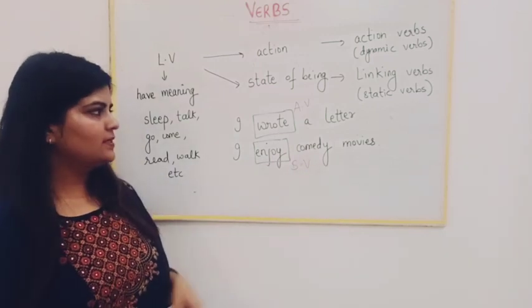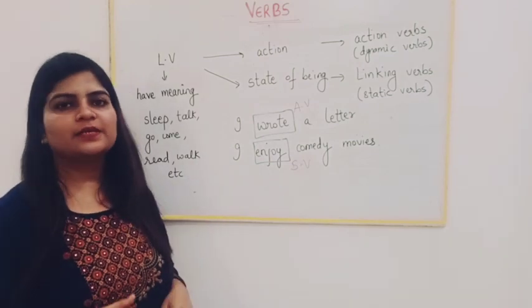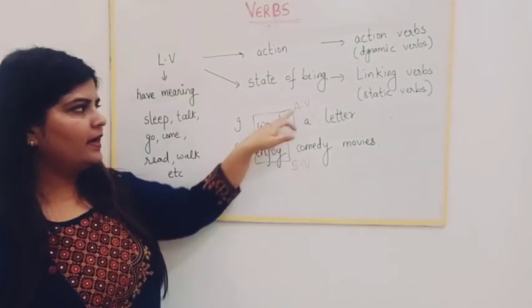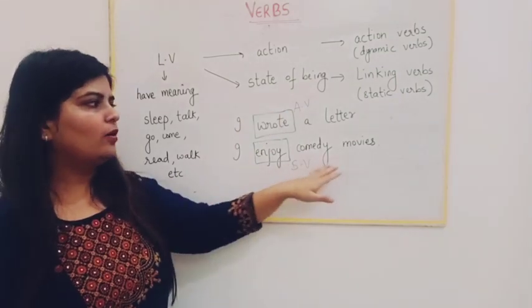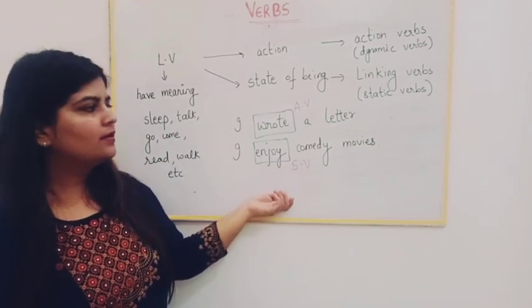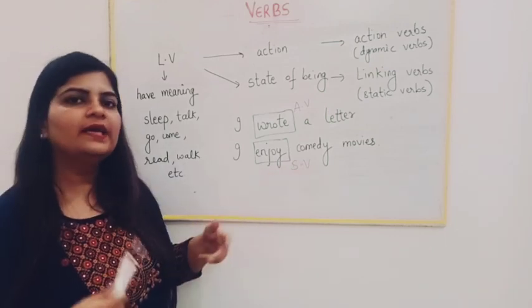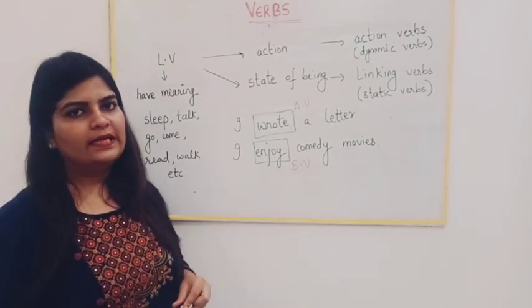In this, you can see that wrote is the verb where an action has been done. So it is an action verb. But here, I enjoy comedy movies. So this is my state of being, that I enjoy. I don't do any action but I enjoy. So this enjoy is the static verb or linking verb.